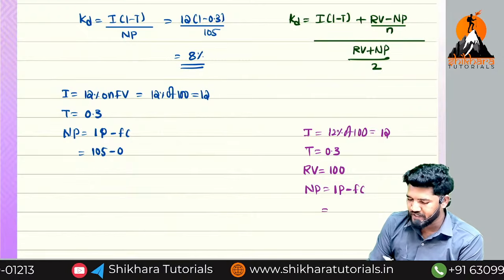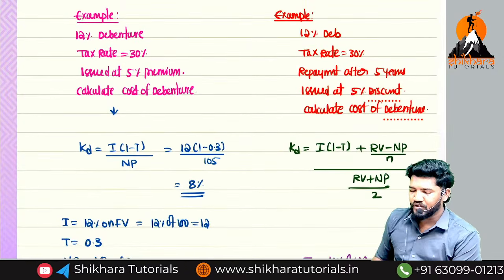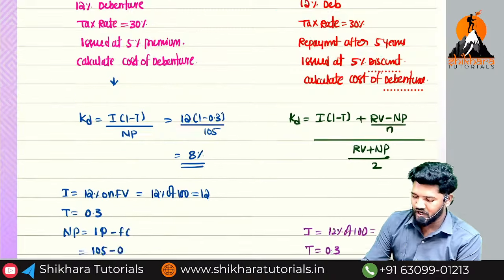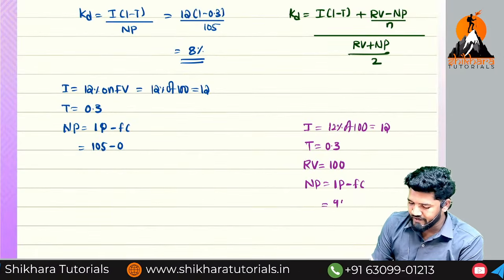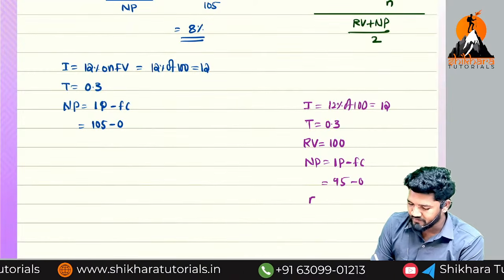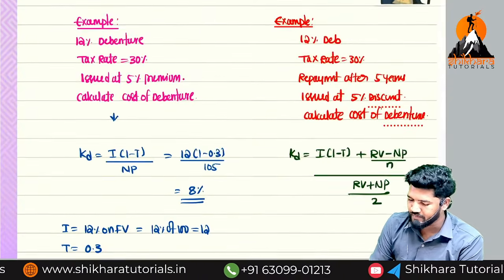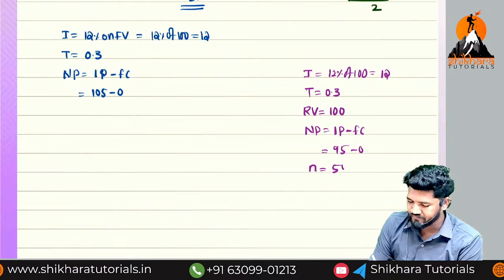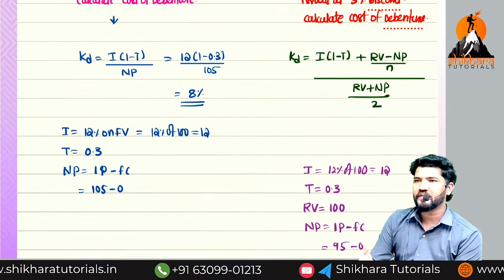What about the issue price? Where is the issue information? Issued at 5% discount. How much? 95 minus 0. Next I want n, the number of years. Is it given in the question paper? 5. So everything is there. Please substitute and tell me the answer.